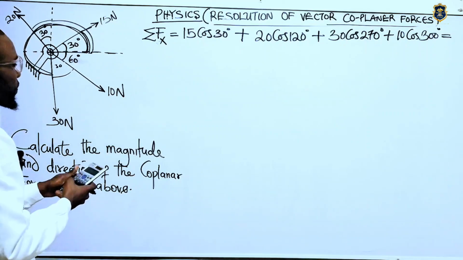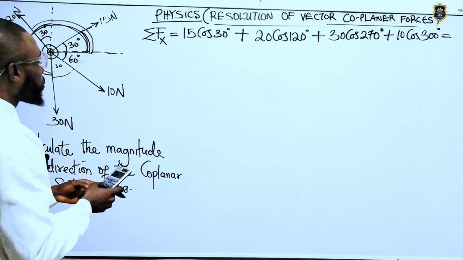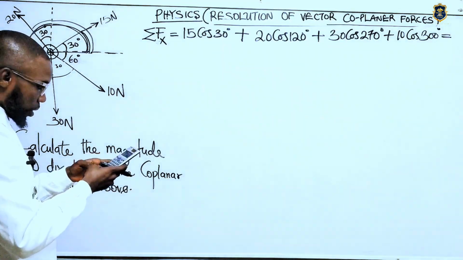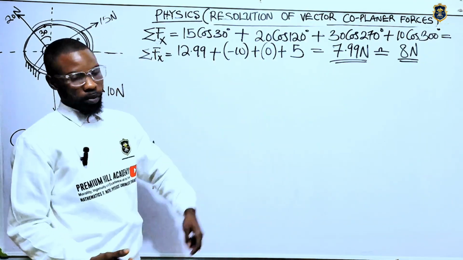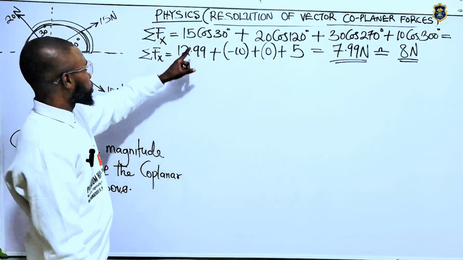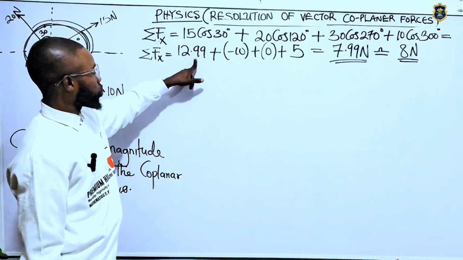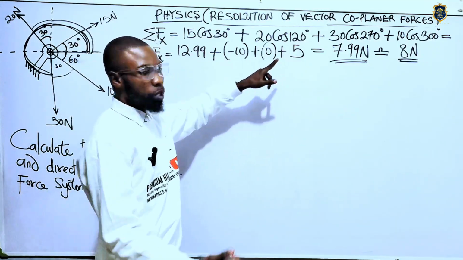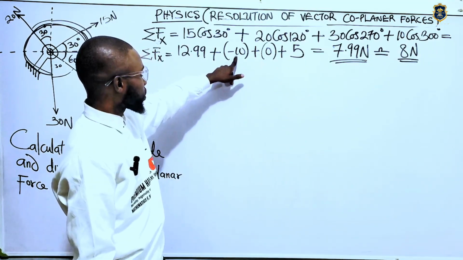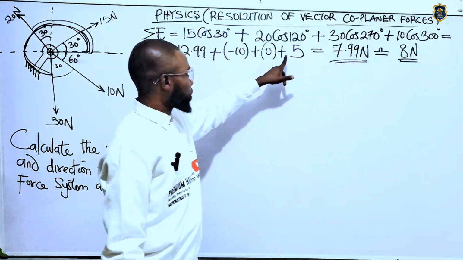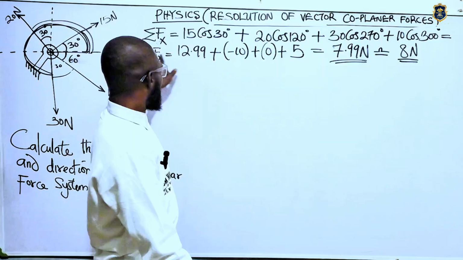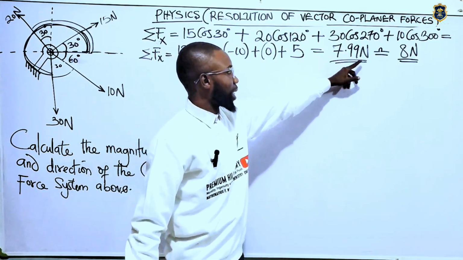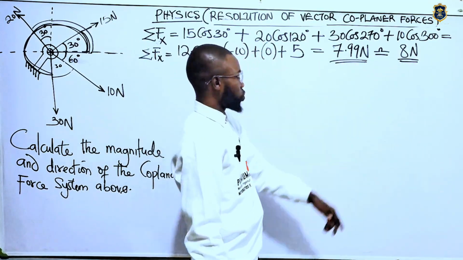So 15 cos 30. All right, so I have to pause the video so that I can help you solve them. That will save time. So 15 cos 30 gives us 12.99. 20 cos 120, use your calculator please to confirm, gives us minus 10. 30 cos 270 gives us 0, and then 10 cos 300 gives us 5. We add them up. We're going to have 7.99, approximately 8. Right, depends on what you want to use.